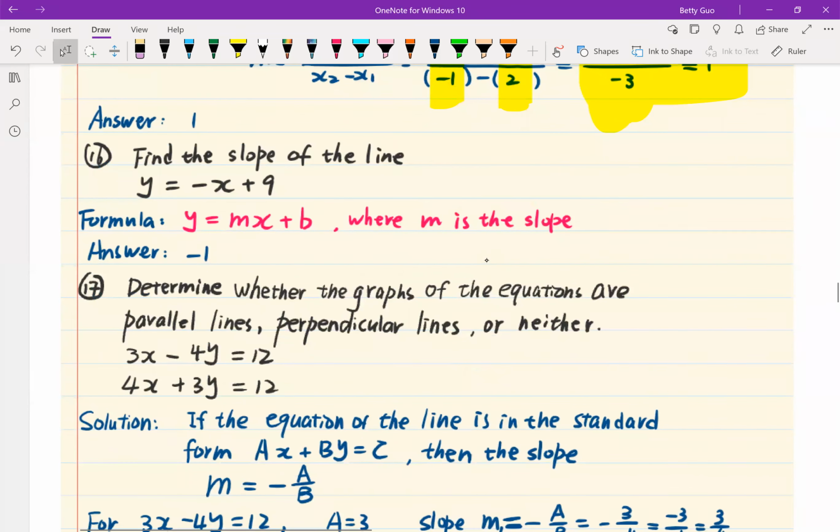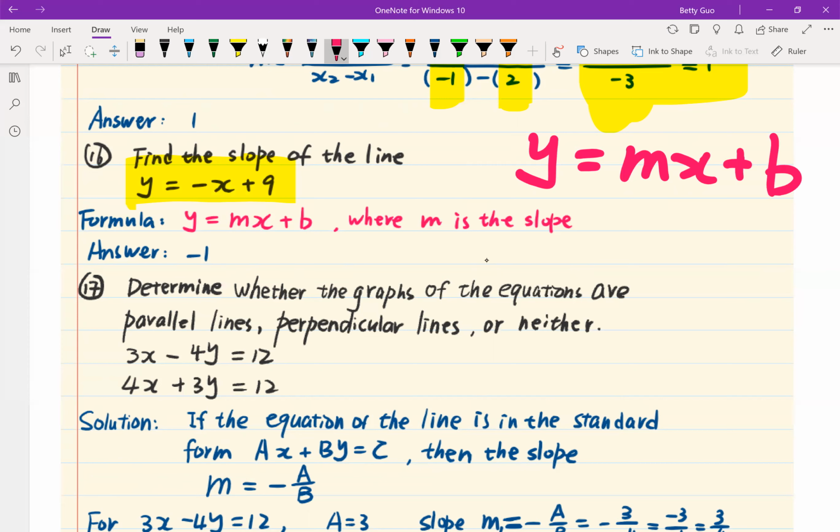Number 16, find the slope of the line. The equation here is in the slope-intercept form. y equals mx plus b is the formula for slope-intercept form. So please look at the formula, compare our equation with the formula. You can identify the value of m, which is the coefficient of x, is negative 1. So the slope is negative 1.